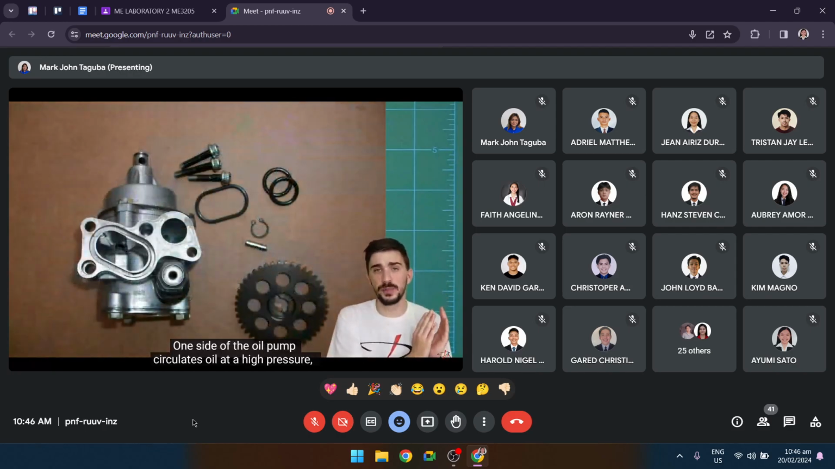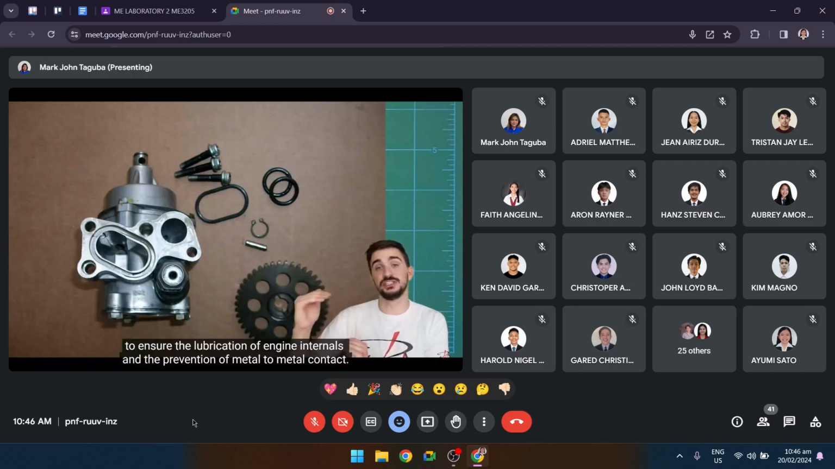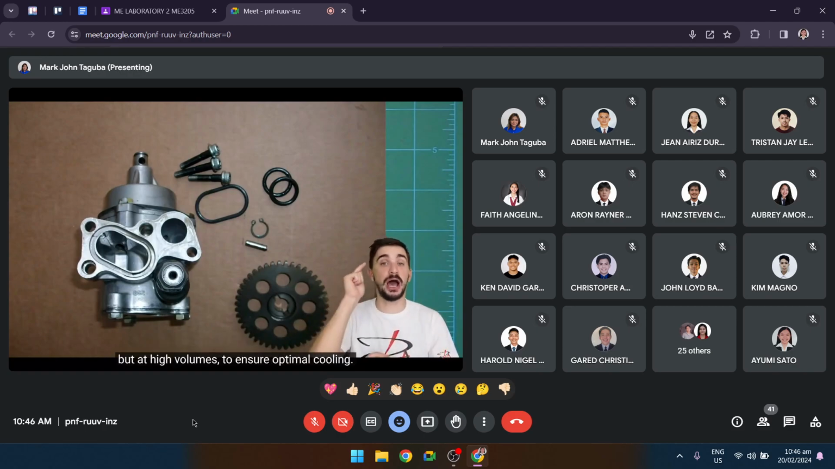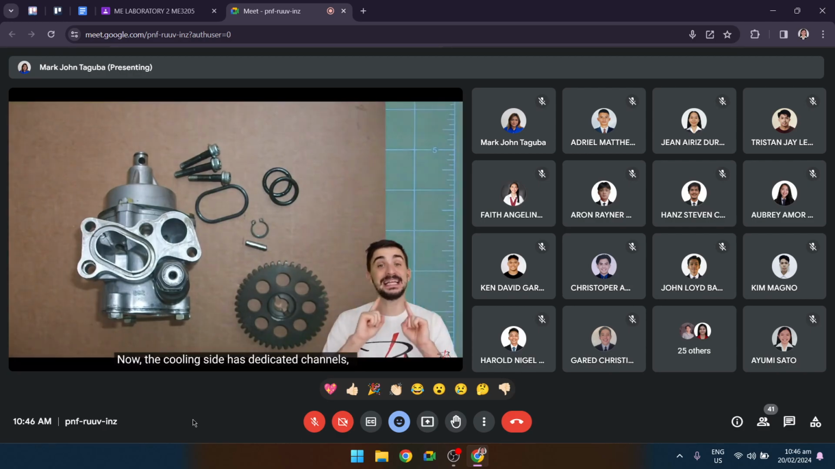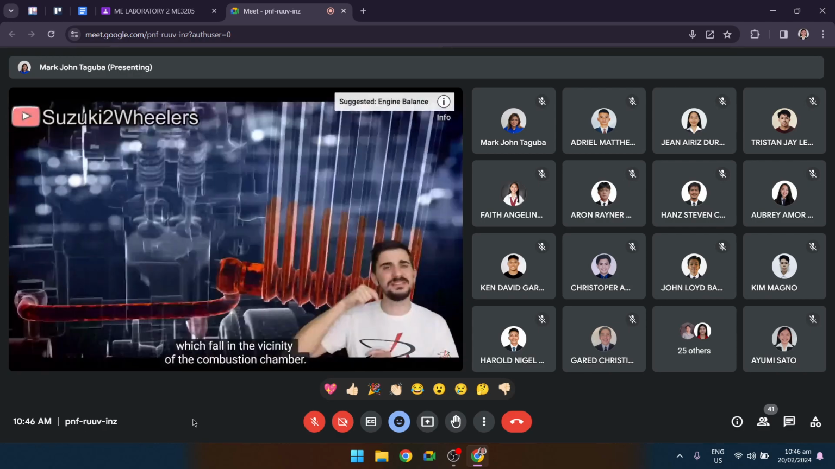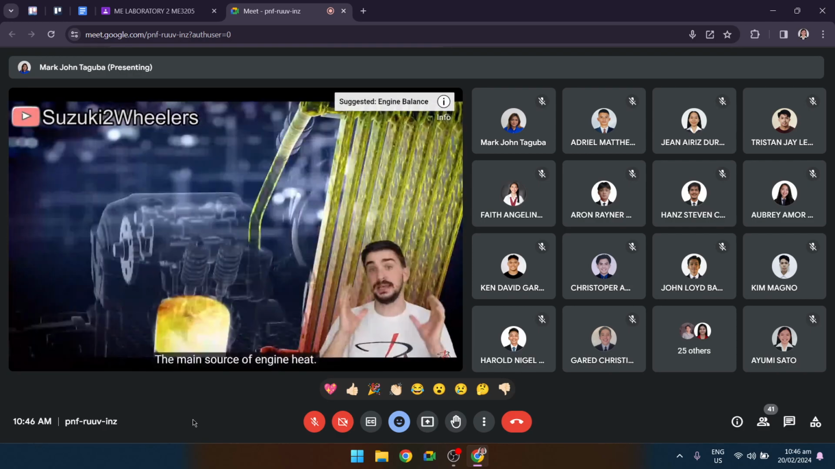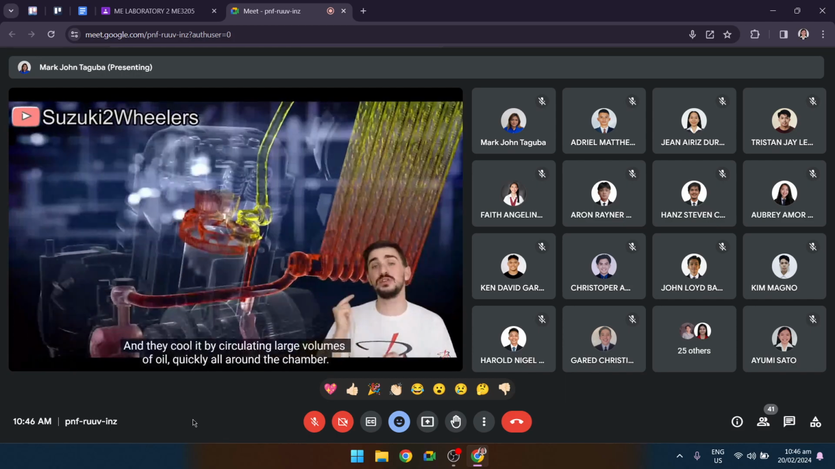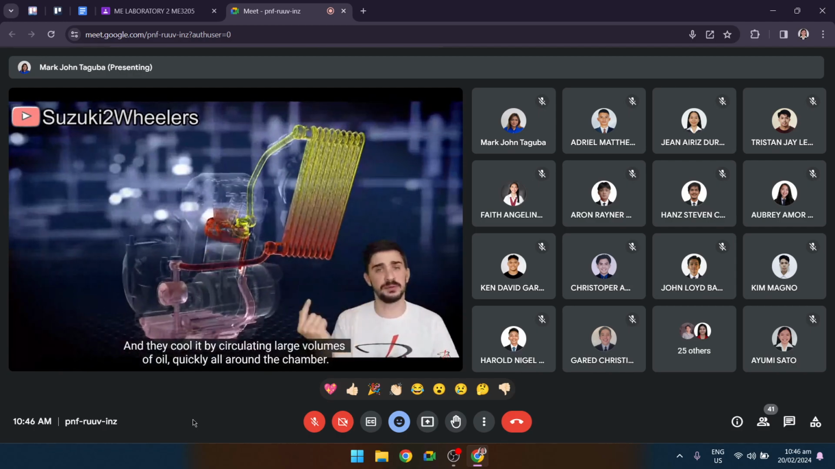One side of the oil pump circulates oil at a high pressure to ensure the lubrication of engine internals and the prevention of metal-to-metal contact, but the other side of the oil pump circulates oil at a low pressure but at high volumes to ensure optimal cooling. Now, the cooling side has dedicated channels which flow in the vicinity of the combustion chamber, the main source of engine heat, and they cool it by circulating large volumes of oil quickly all around the combustion chamber.